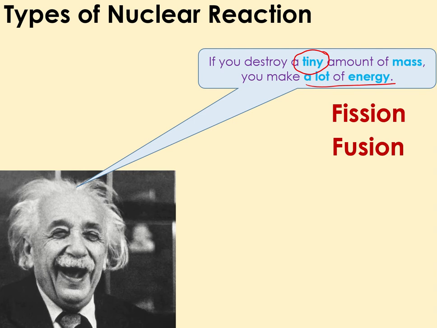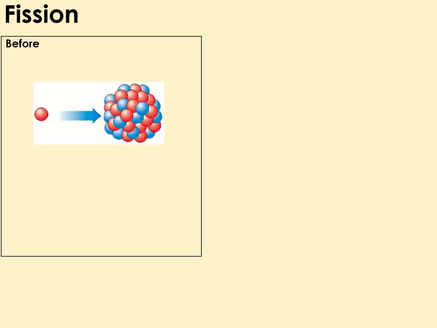We just destroy the tiniest bit of mass, and the reason we would want to do that is to create energy, because energy can be used for many, many things. So I'm going to start with fission and then we're going to do fusion. Okay, so what's going on with fission?